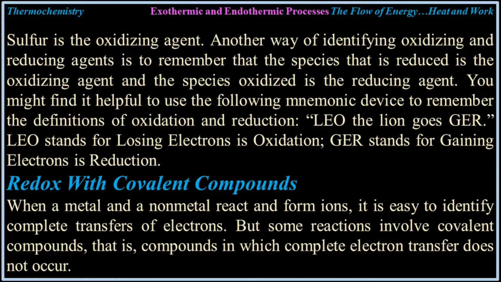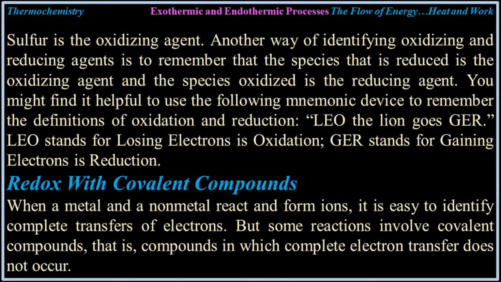You might find it helpful to use the following mnemonic device to remember the definition of oxidation and reduction. Leo the lion goes grr. Leo stands for losing electrons is oxidation. Grr stands for gaining electrons is reduction.